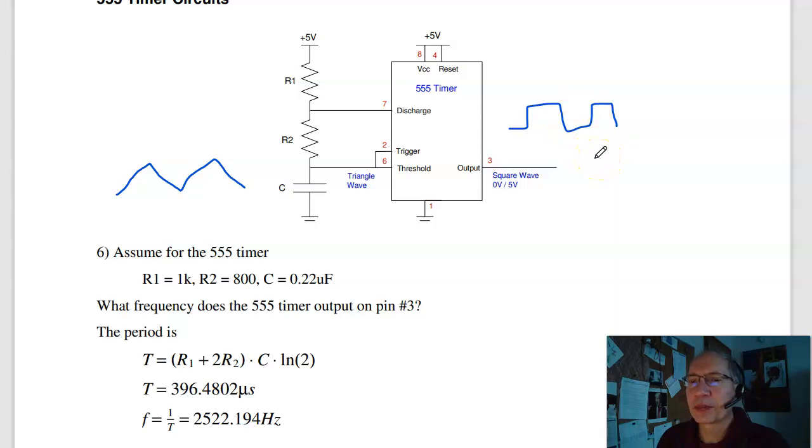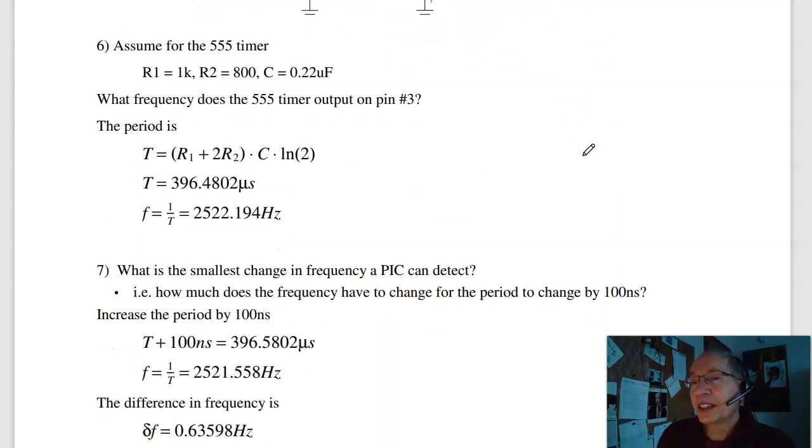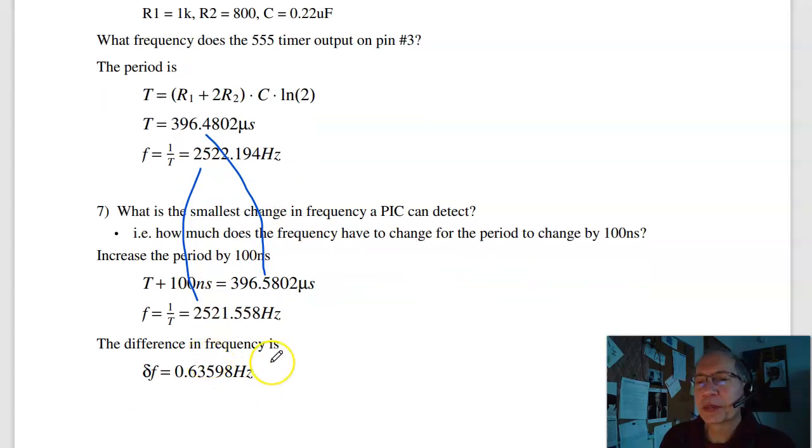If the frequency changed, the smallest change I can see is 100 nanoseconds on the period. Add 100 nanoseconds to the period, so instead of being 0.48, that becomes 0.58. Now calculate the frequency. The difference in frequency is your resolution. With a PIC, I could detect a change of frequency of 0.63 Hertz at 2522 Hertz. Again, pretty impressive.